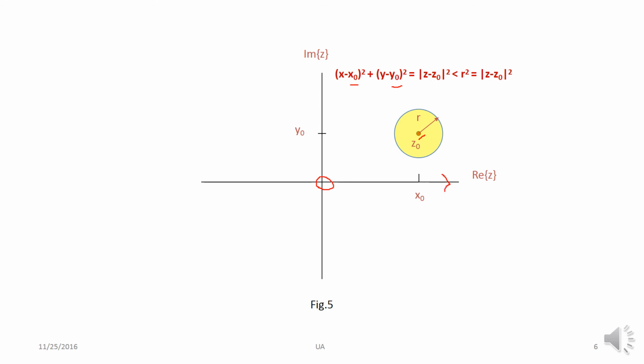We know this is our real axis, that is real z, the x axis. This is the imaginary axis, imaginary z, the y axis. And here we get (x minus x0) square plus (y minus y0) square is equal to mod z minus z0 square, which is less than r square. So this is the equation of the circle when our center is not at 0 0 but at x0 y0. We can rewrite our equation and represent the circle on the plane.